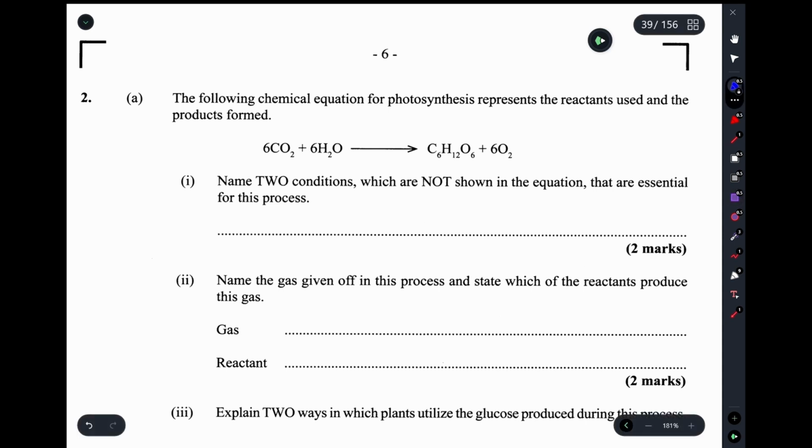So at this level, we simply want sunlight or UV light, as well as we will want the presence of chlorophyll. Or we could also have chloroplasts.